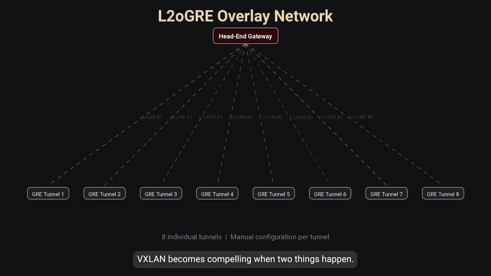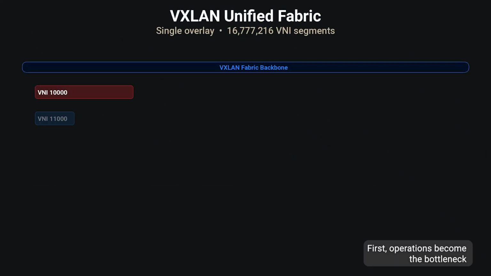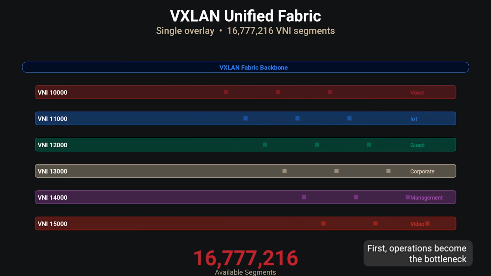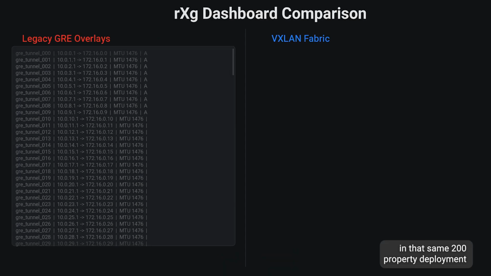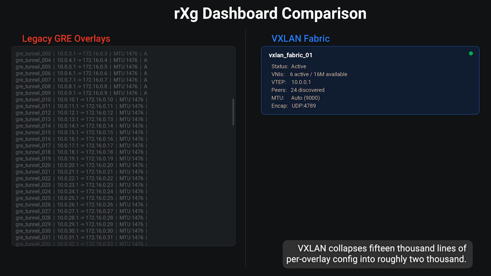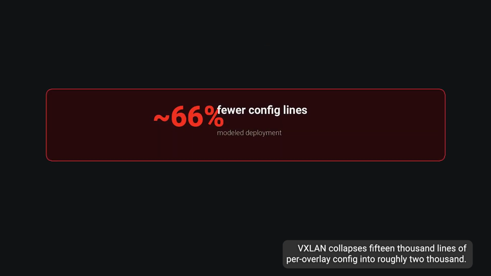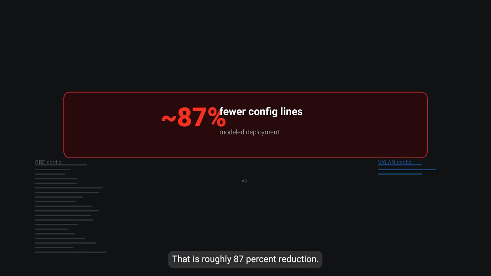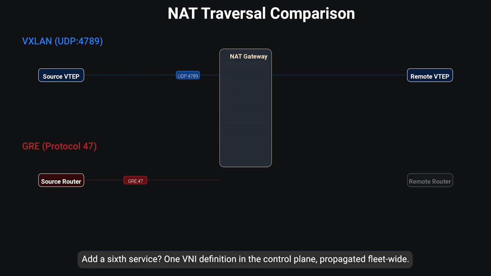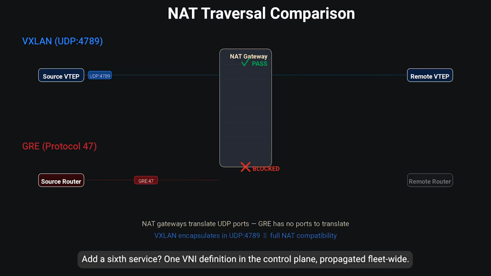VXLAN becomes compelling when two things happen. First, operations become the bottleneck in that same 200 property deployment. VXLAN collapses 15,000 lines of per overlay config into roughly 2,000. That is roughly 87% reduction. Add a sixth service: one VNI definition in the control plane, propagated fleet-wide.